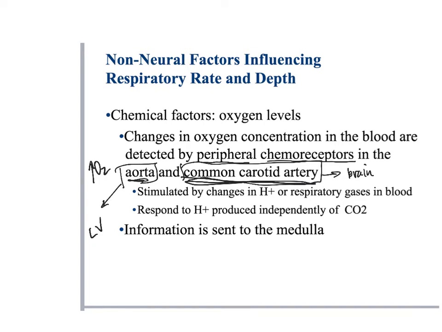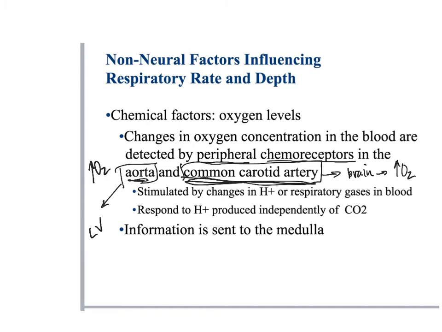Likewise, the common carotid artery is going to the brain. That blood that's going to the head should also have a high amount of oxygen. So these peripheral chemoreceptors that monitor oxygen are placed in those areas because they are important areas for monitoring the oxygen that's coming out.